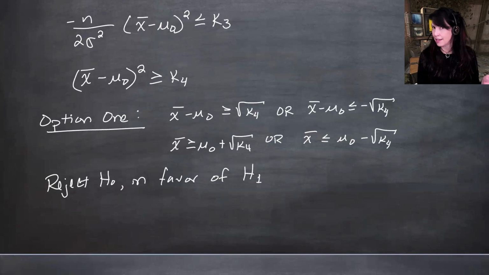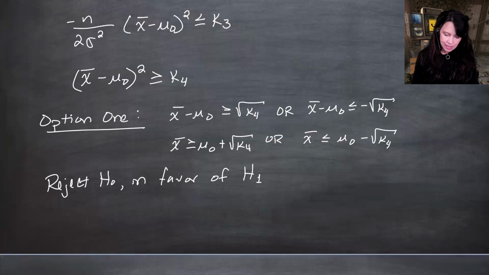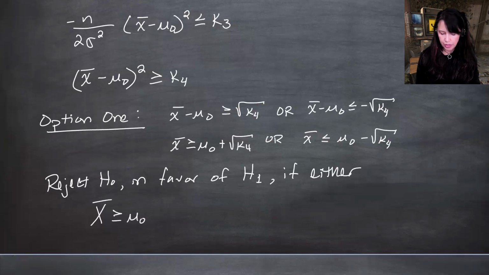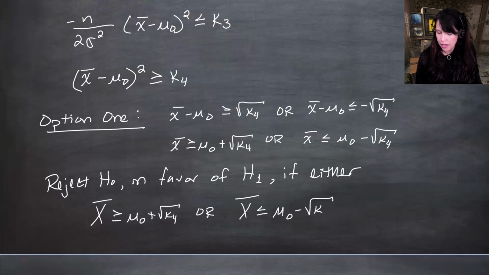Not necessary to say in this case where our parameters take up the whole space, but I just like the sense of completeness. If either capital X bar, the sample mean, is greater than or equal to mu naught plus the square root of K4, or it is less than or equal to mu naught minus the square root of K4. And this form feels good, right? We want to test whether the true mean is mu naught or not. So we want to reject the null hypothesis if we're up above that mu naught or down significantly below that mu naught. So I feel good about this. I hope you do too.